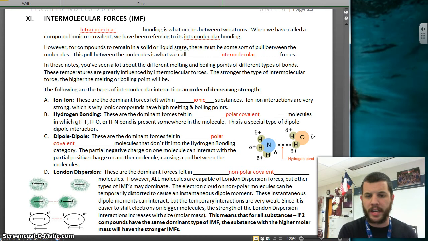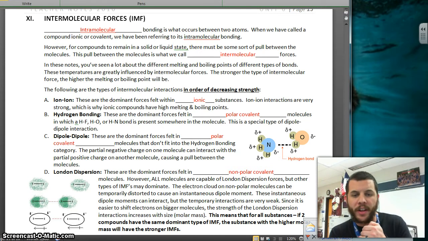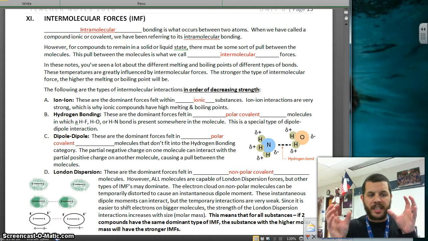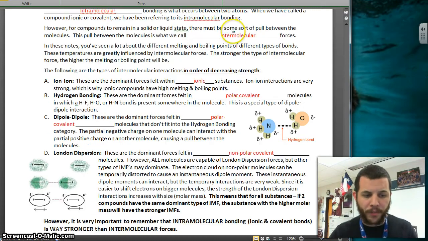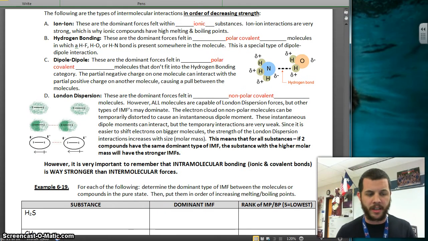Okay, and of course, we remember an intramolecular bond is the bond that's between two atoms within a molecule. Also, intermolecular forces are forces which hold actual molecules. They stick molecules to other molecules. Okay. There's four different kinds of intermolecular forces that we need to discuss. First, we have ion to ion.